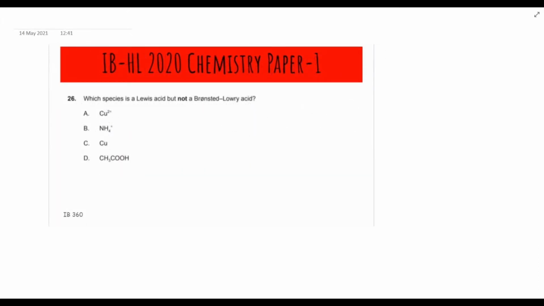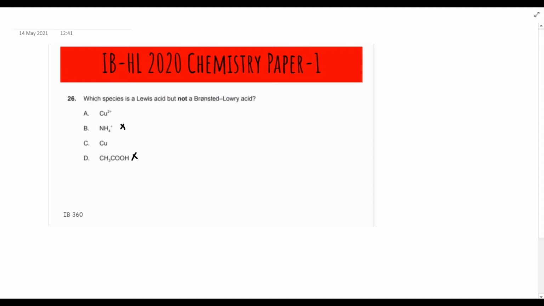Now for question 26, we need to identify which of the following options is a Lewis acid but not a Bronsted-Lowry acid. Now, the characteristic of a Bronsted-Lowry acid is that it should be able to donate H+. Okay, so not a Bronsted-Lowry acid means that option B and option D won't be our answers because both of them can donate H+ ions. So what is a Lewis acid? A Lewis acid is basically an electron acceptor. Any species which can accept electrons can be termed a Lewis acid.